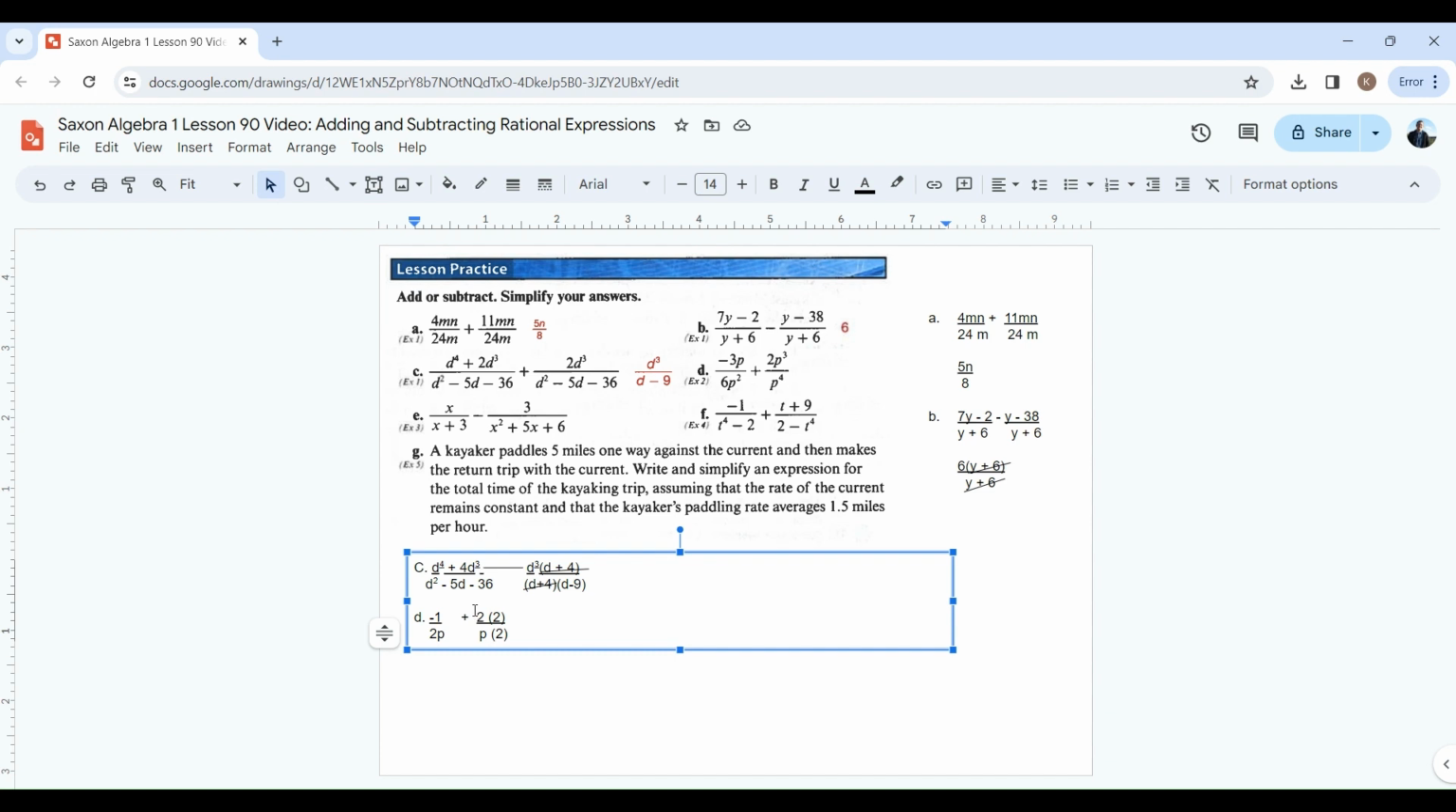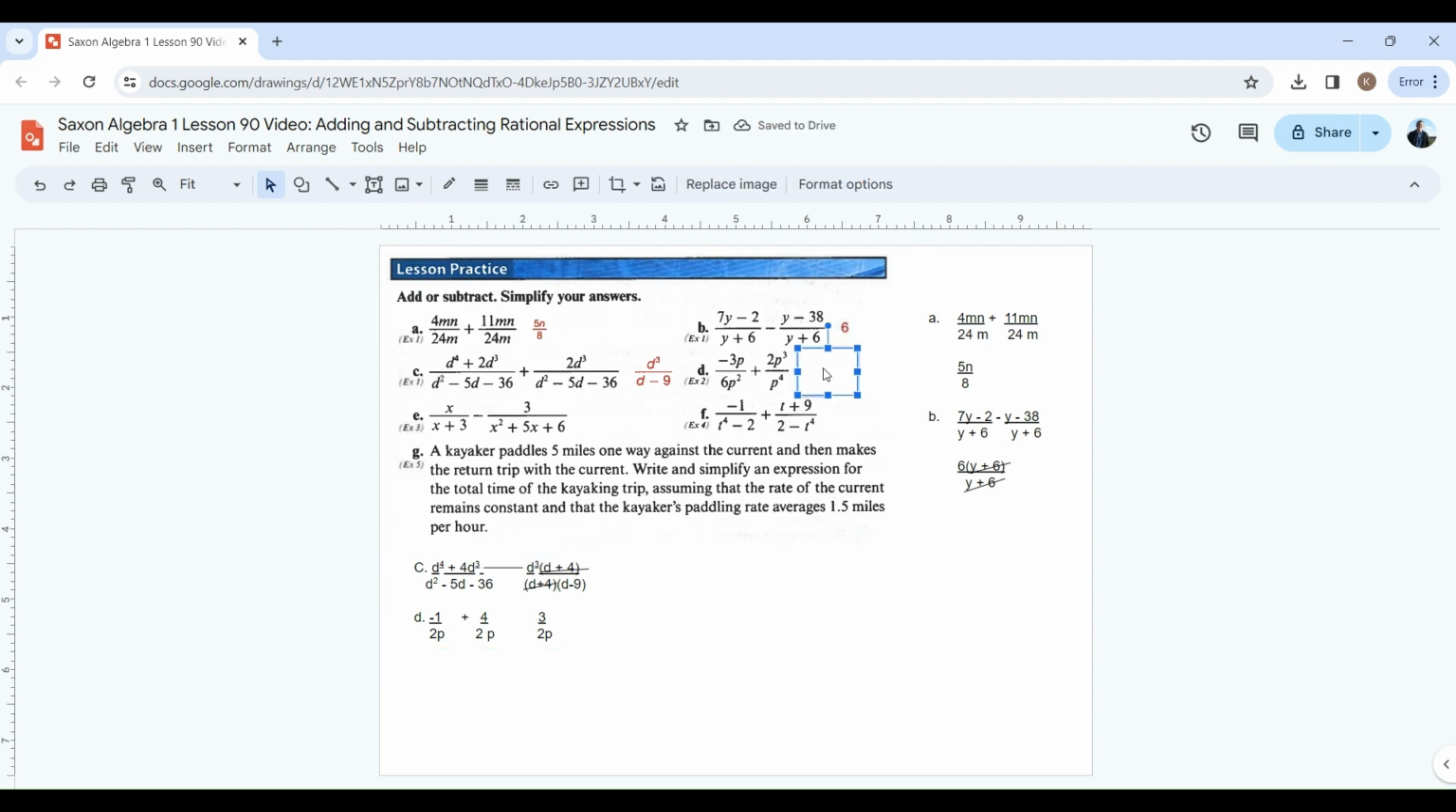But what does this do for me? The top here changes to 4. The bottom changes to 2p, and there's my answer. Now I can add these because I have the same denominator. If you don't have the same denominator, you have to get the same denominator, okay? So now I'm going to go ahead and add these. Negative 1 plus 4 is 3. And then on the bottom, 2p stays with me. It's not going to go anywhere. Remember, anytime you add a fraction, the denominator stays the same. My answer is 3 over 2p.